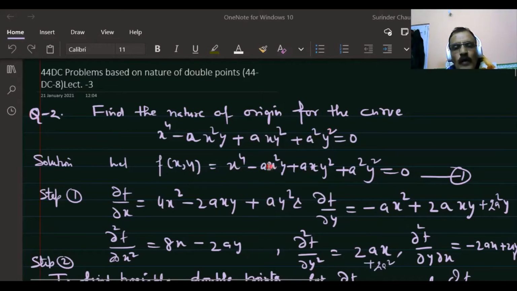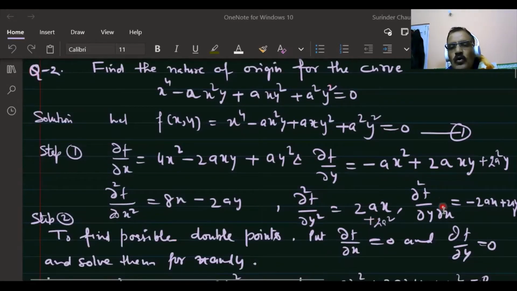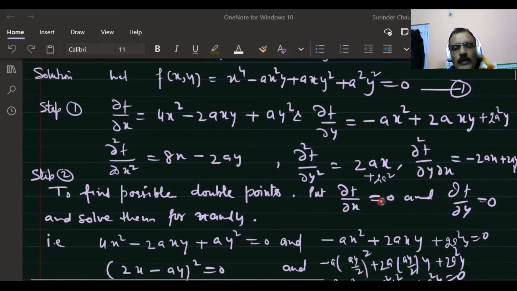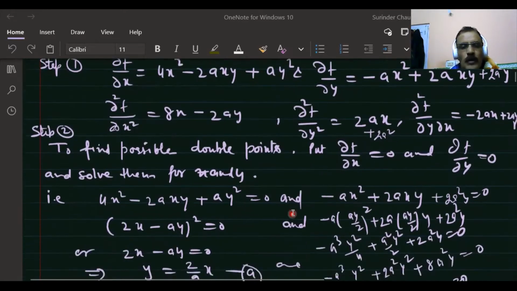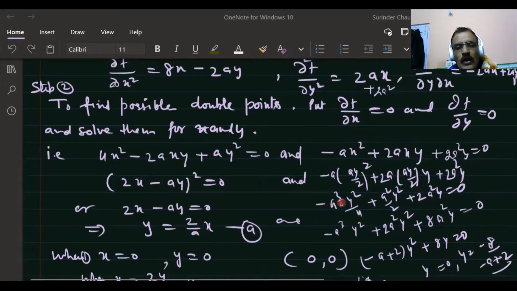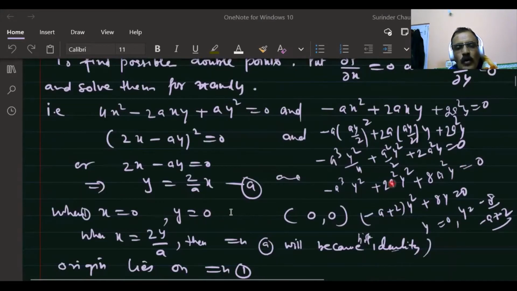Now in order to find possible double points, we differentiate f(x, y) with respect to x, put that equal to 0, and differentiate with respect to y, put that equal to 0. We also find the second derivatives: second derivative of f with respect to x, with respect to y, and the mixed derivative with respect to x y. Solve these two equations for x and y.